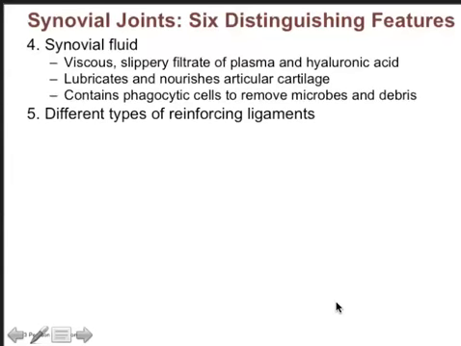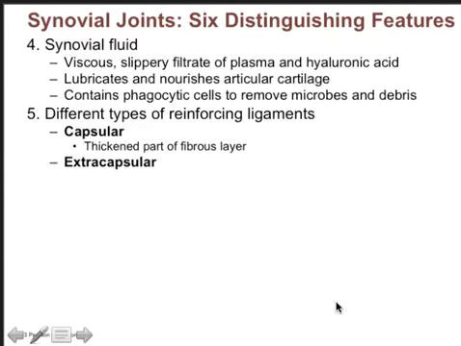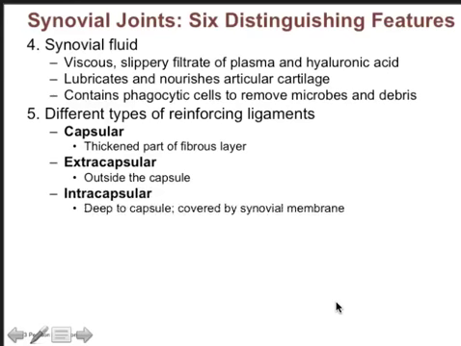There are different types of reinforcing ligaments that we see in typical joints. There are capsular ligaments, which are part of the fibrous layer, and there are extracapsular ligaments, which are outside the capsule, and intercapsular ligaments, which are deep to the capsule, covered by the synovial membrane.